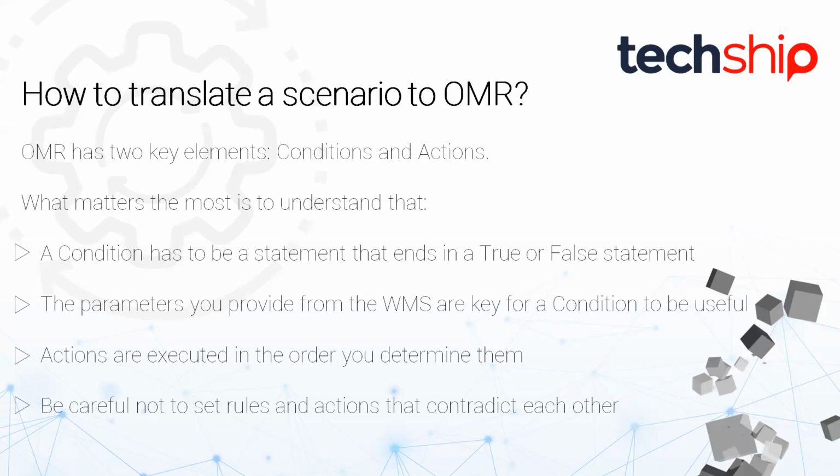Based on this first point, the second one is tied to it. The parameters you provide from the WMS are key for a condition to be useful, okay? So if you want to set a proper, complete, and useful condition, you need to make sure that you can pass that information from the WMS into TechShip, okay? In some cases, out of the box, you have everything you have coming from the WMS.